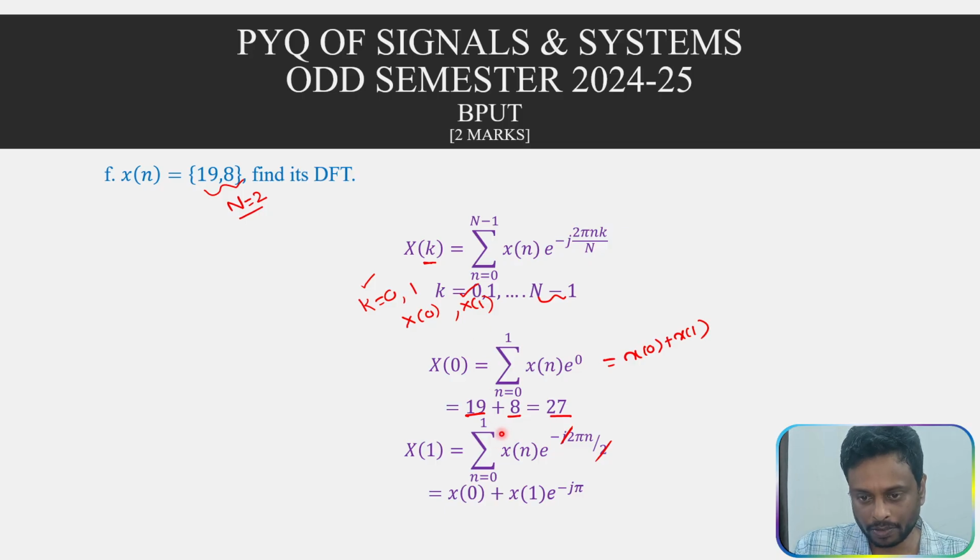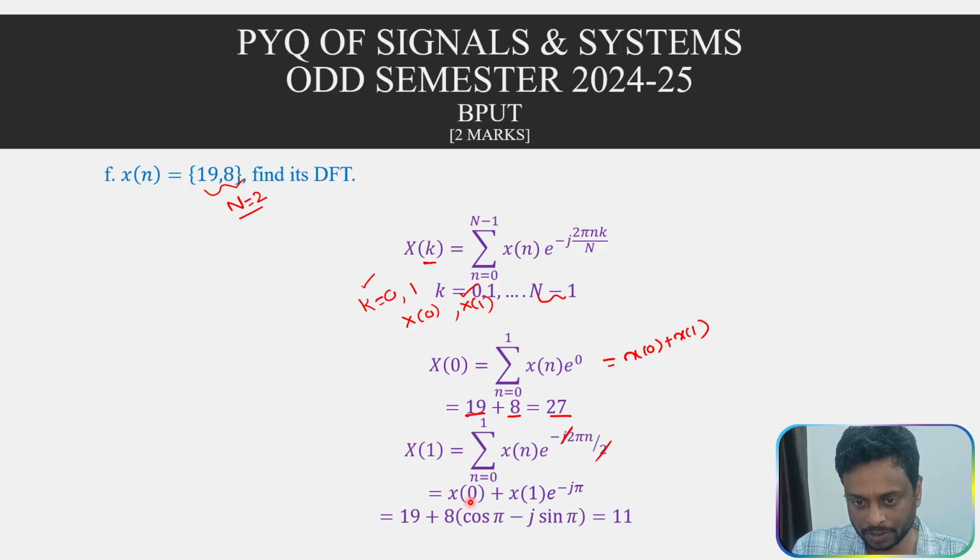Now if we put n equal to 0, it will be x of 0 times e to the power 0, which is 1. If we put n equal to 1, that will be x of 1 times e to the power of minus j pi. Let us put Euler's formula. So x of 0 equals 19, x of 1 equals 8, so it will be cos pi minus j sin pi.